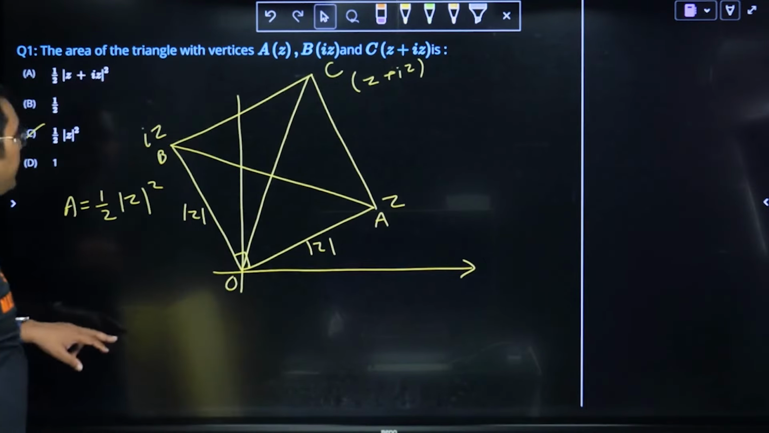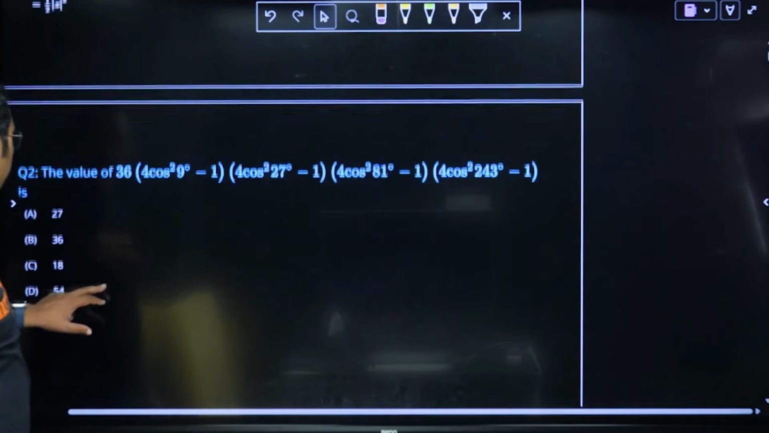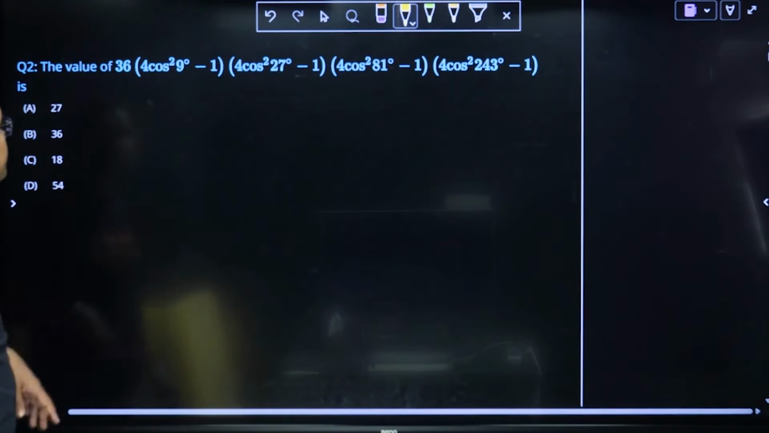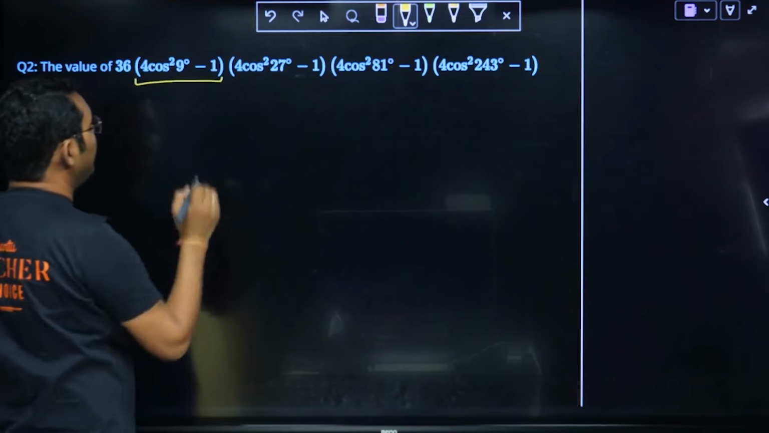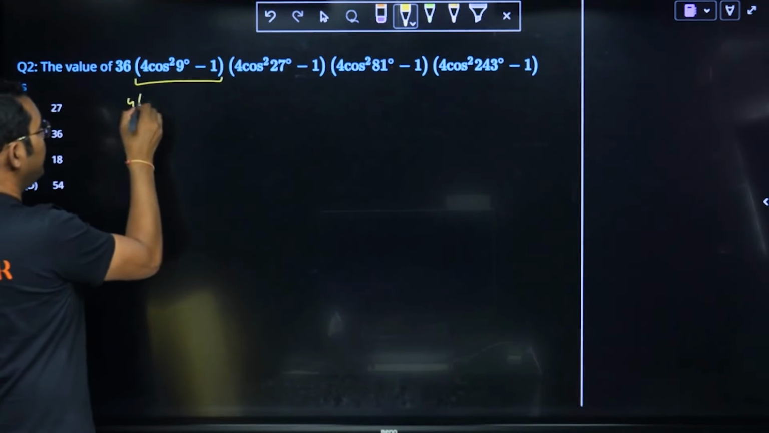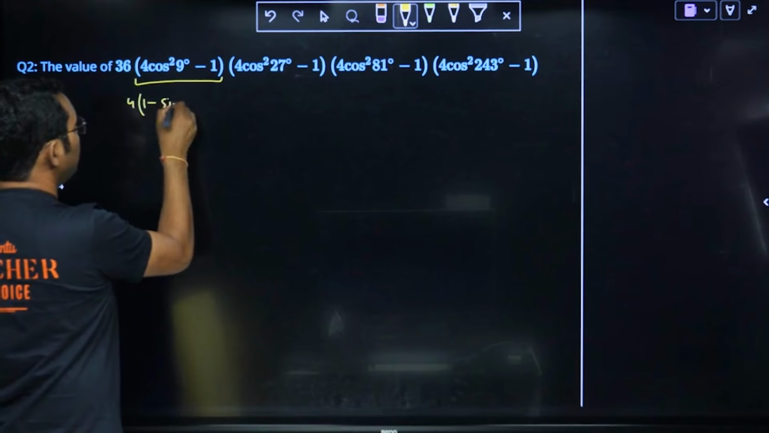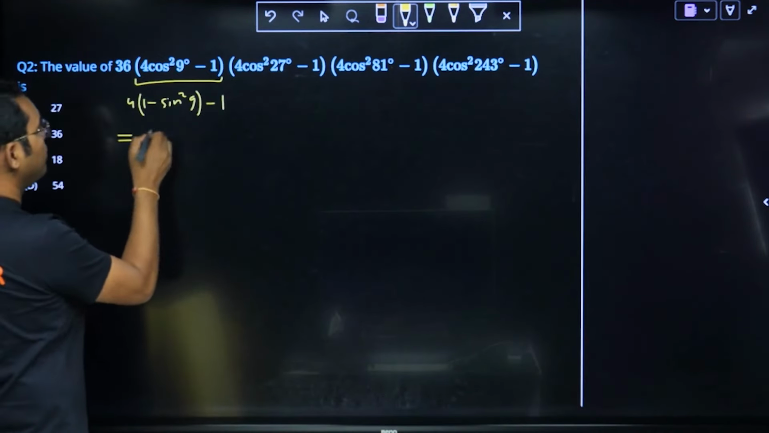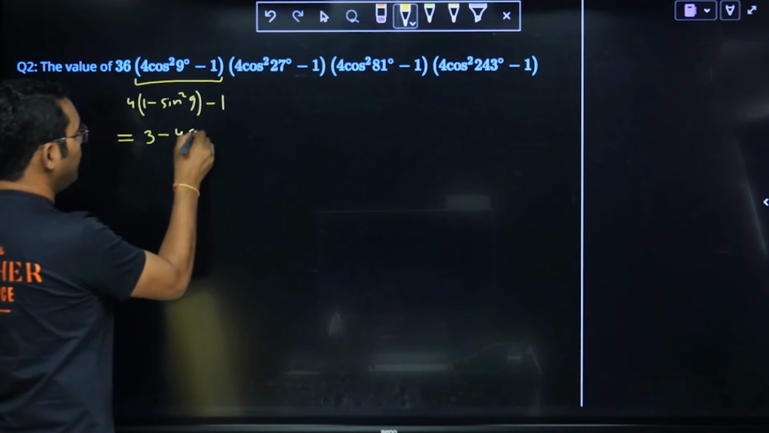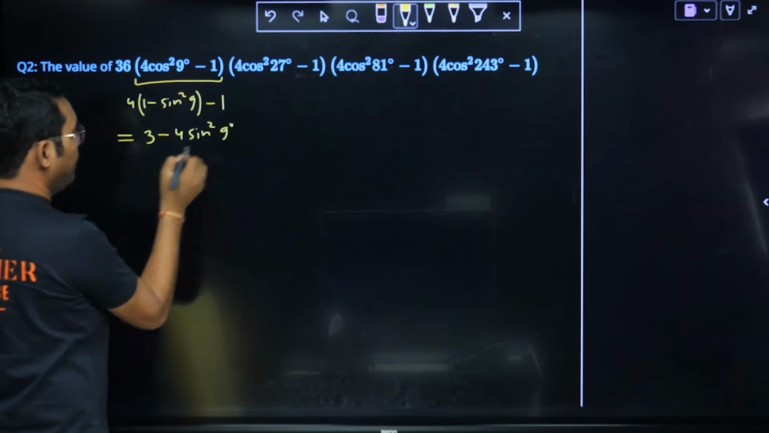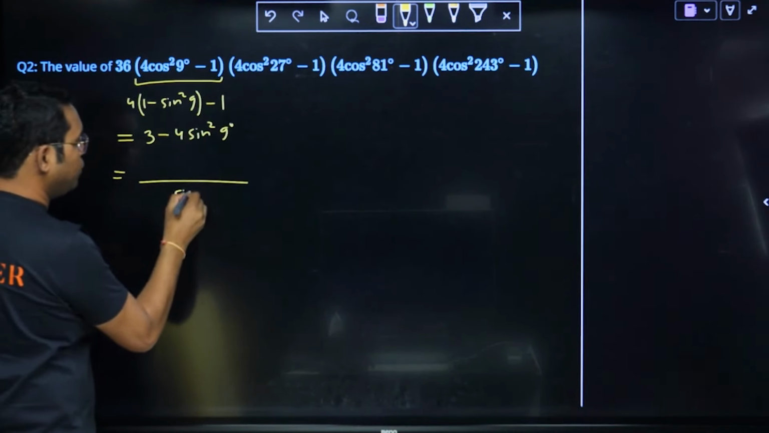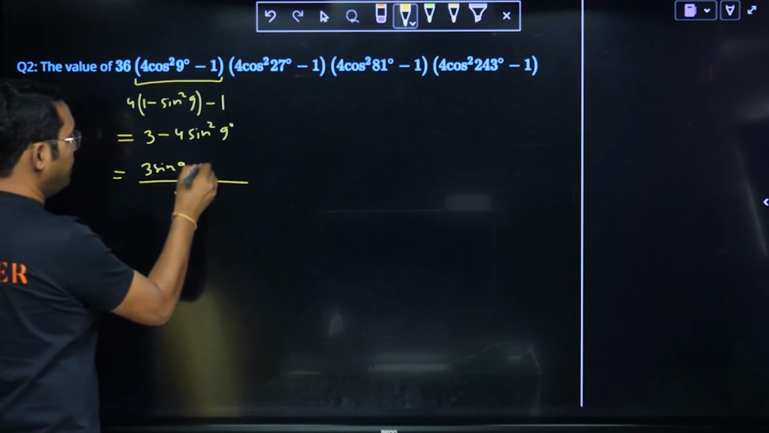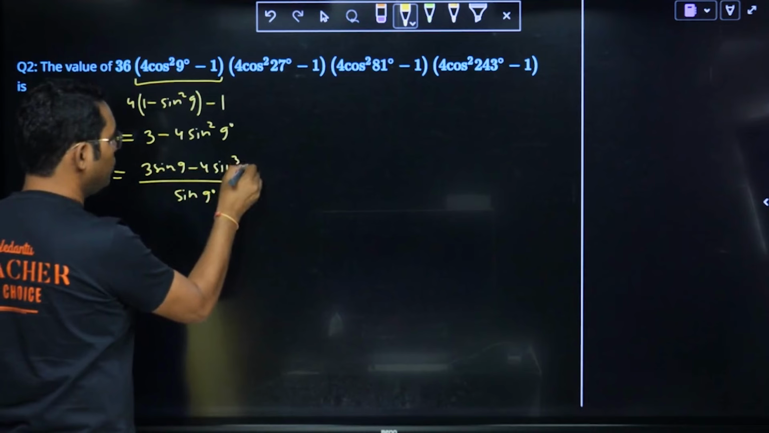Okay. Now moving to the next question, question number 2. We have to find the value of this trigonometric expression. Now please see, the first bracket, if I solve it, we can write it as 4 into 1 minus sine square 9 minus 1. This will be equal to 4 minus 1, that is 3, minus 4 sine square 9 degree. If I multiply by sine 9 degree in the numerator, then in the denominator this becomes 3 sine 9 degree minus 4 sine cube 9 degree.